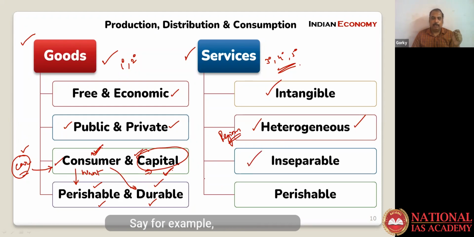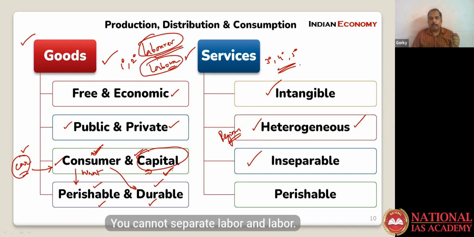Say for example, a laborer. Who is a laborer? One who produces or provides labor. You cannot separate laborer and labor, correct? So laborer and labor cannot be separated. They are inseparable, because only when the laborer is there can he provide you the labor. Clear? So they are inseparable.